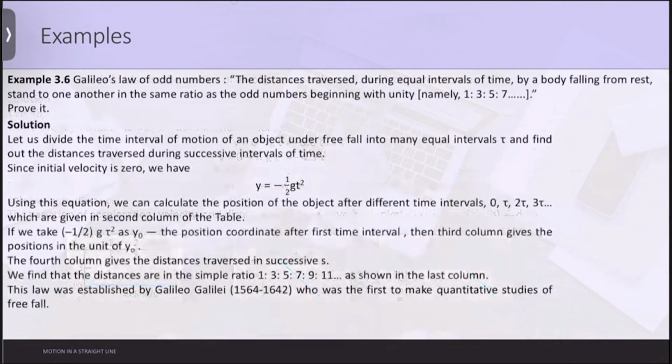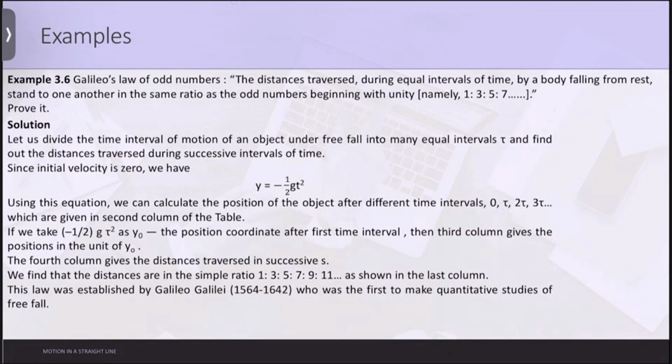Let's move forward. A new example now, that is Galileo's law of odd numbers. The distances traversed during equal intervals of time by a body falling from rest stand to one another in the same ratio as the odd numbers beginning with unity. The question can be quite tricky to understand, but as we move forward with the solution, you will understand. This is also a concept to be explained only, but because these things are easy to understand using examples, they are put forward as examples.